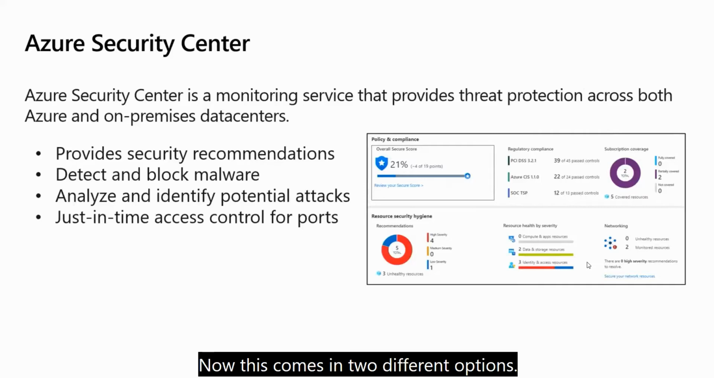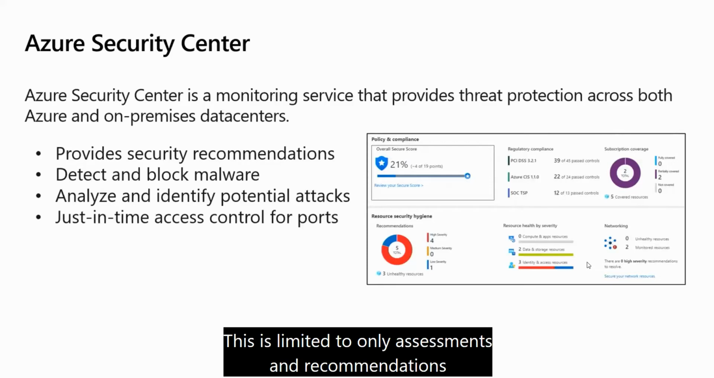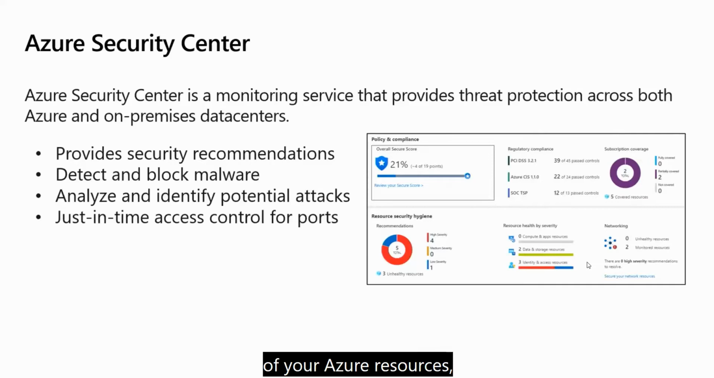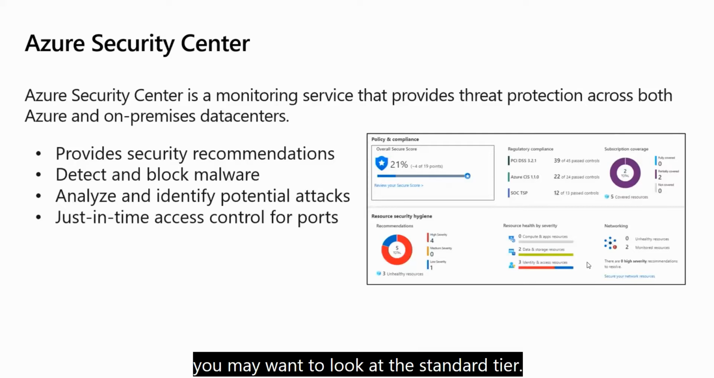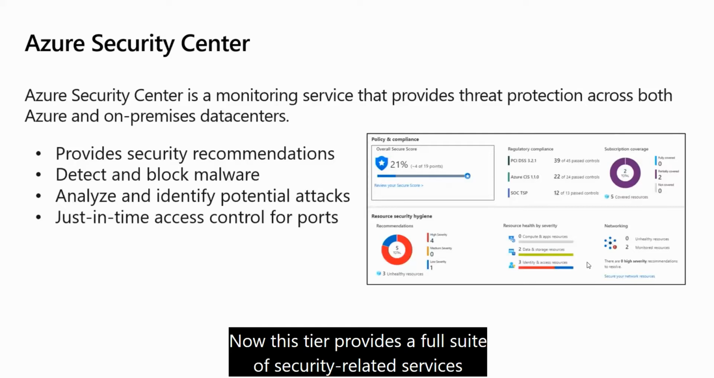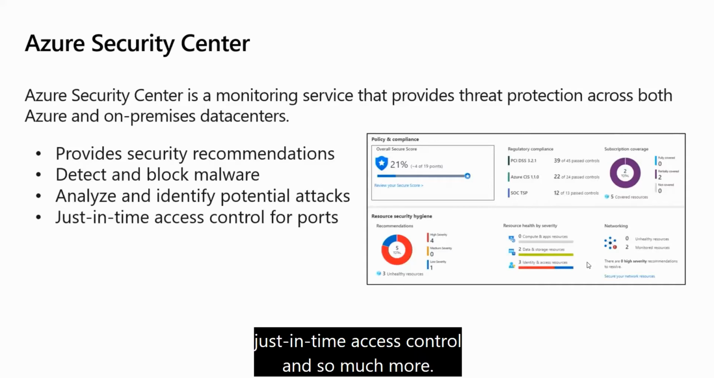Now this comes in two different options. The first one is the free tier, and this is automatically included in your Azure subscription. This is limited to only assessments and recommendations of your Azure resources. So if you are interested in connecting this to your on-premises data centers, you may want to look at the standard tier. This tier provides a full suite of security-related services, and this includes continuous monitoring, threat detection, just-in-time access control, and so much more.